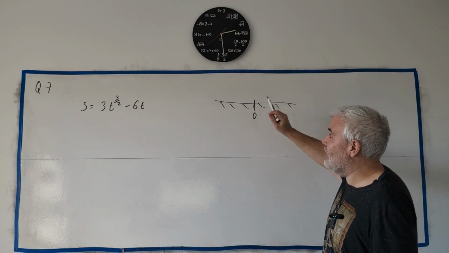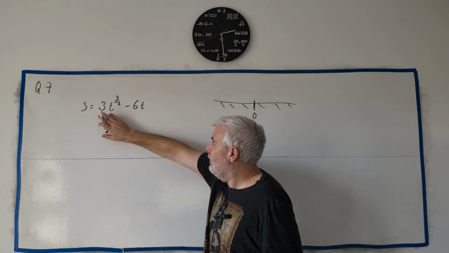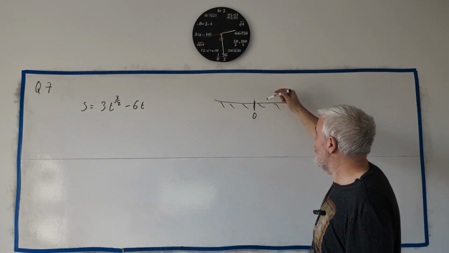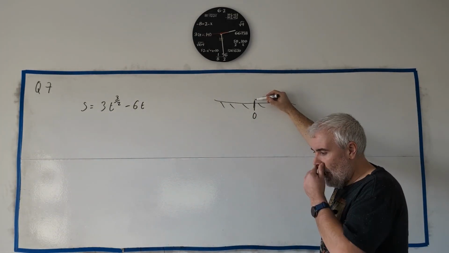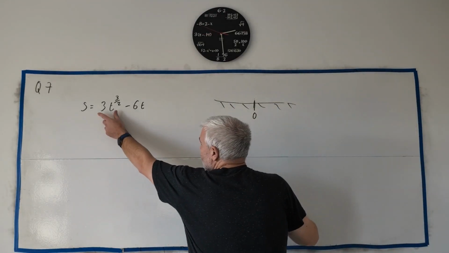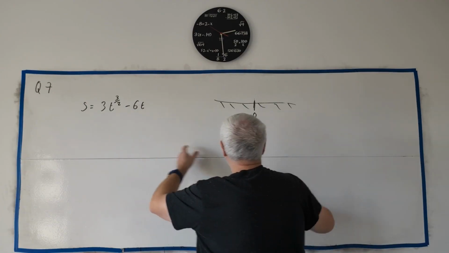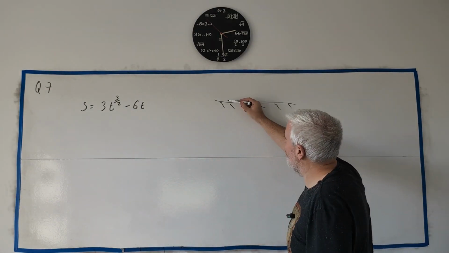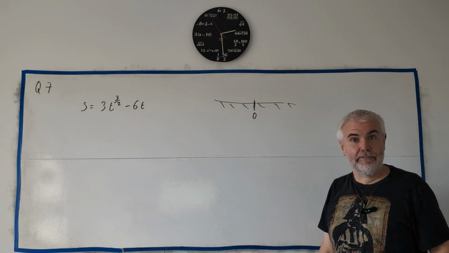So for example, at time 0, put 0 in here. Displacement is 0, as you'd expect. He's sitting right there. But what happens after 1 second, say? You put 1 in, you'd get 3 minus 6 minus 3. So after 1 second, he's moved over here. He's moved to the left.